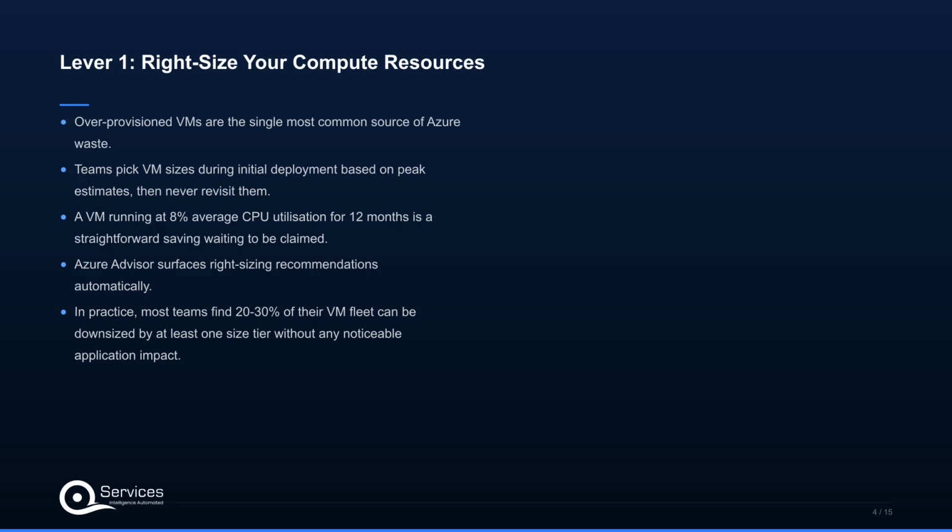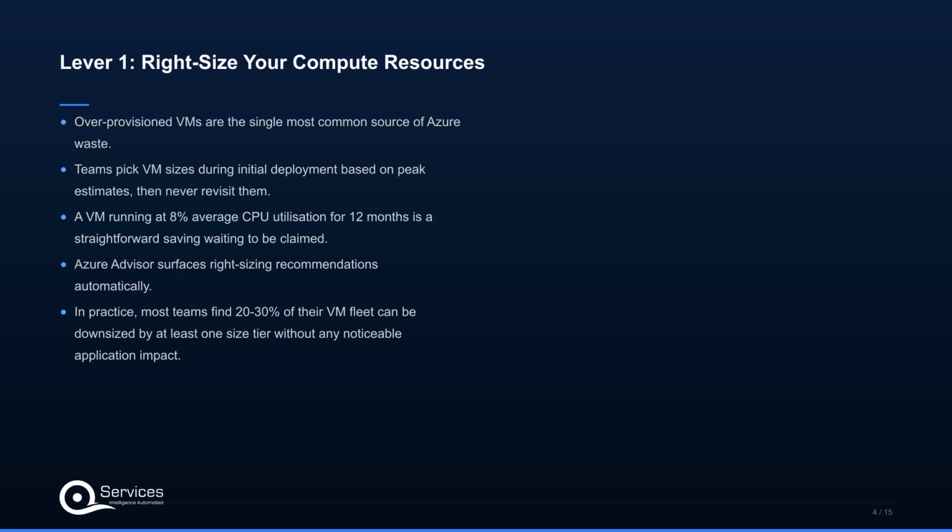Next up, lever 1, right-size your compute resources. Over-provisioned VMs are the single most common source of Azure waste. Teams pick VM sizes during initial deployment based on peak estimates, then never revisit them. A VM running at 8% average CPU utilization for 12 months is a straightforward saving waiting to be claimed.